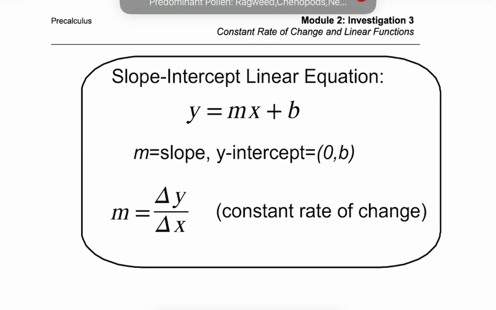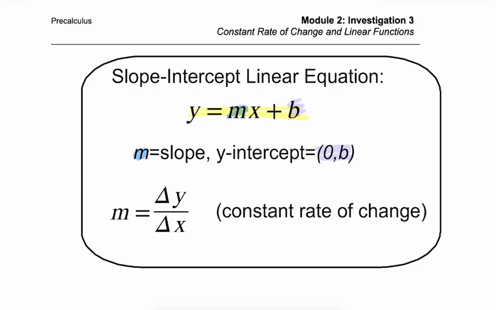So let's take a look at some equations related to linear equations. Make sure that you know our slope-intercept equation of a line. The main thing to remember is that your slope is your coefficient on your x, and that our b is the point that we hit the y-axis. We call that our y-intercept. So it is always of the form (0, b).